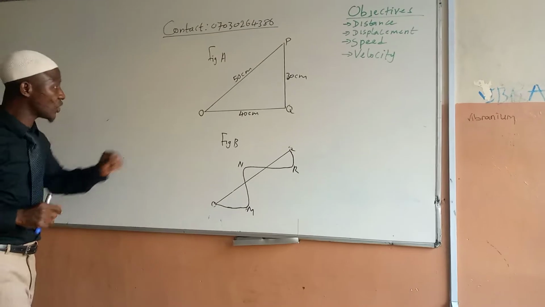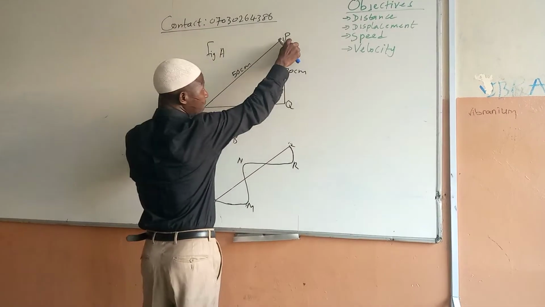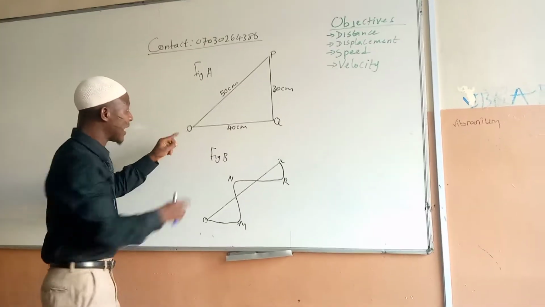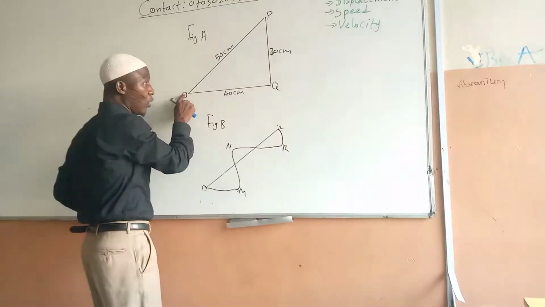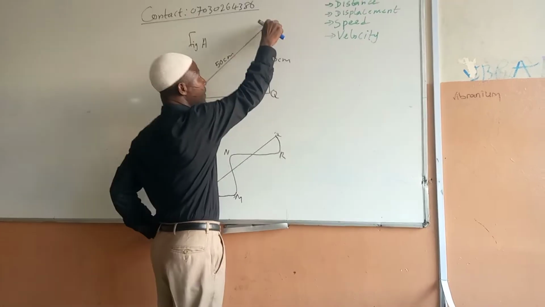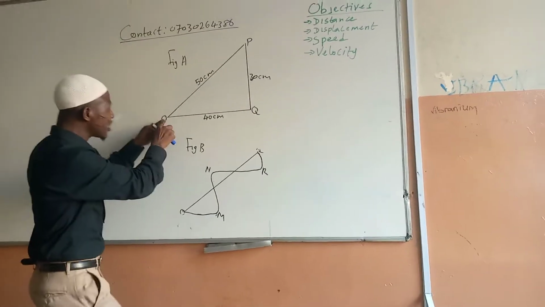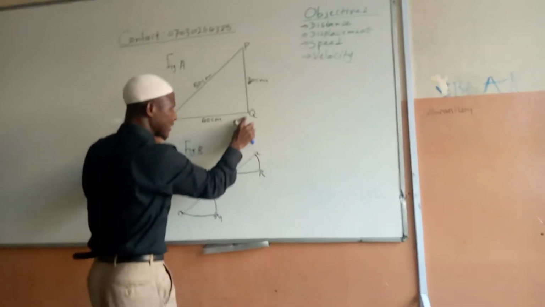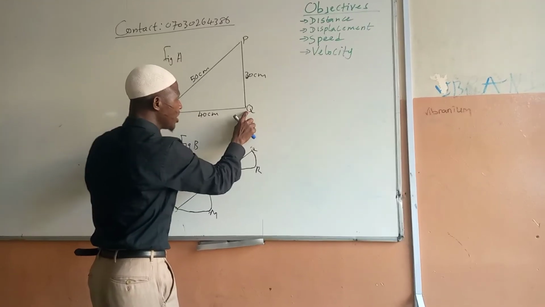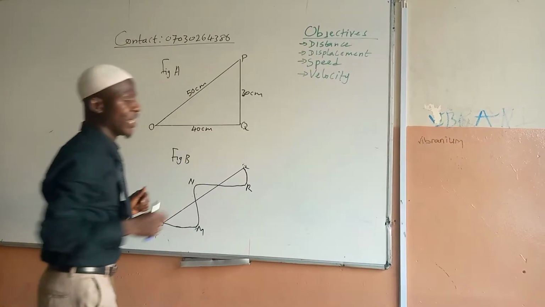For instance, let's say somebody wants to move from this point O to point R, but the person takes a direction like this, from point O to point Q, and from point Q to point R. So the distance covered by that person will be the measurement along this path, from O to Q, then from Q to R. You measure the two, then you add them together.